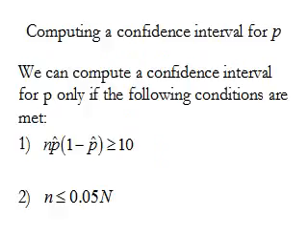We can compute a confidence interval for p if the sampling distribution of p hat is approximately normal. For it to be approximately normal, we need the following conditions to be met. Our sample size times p hat times 1 minus p hat has to be greater than or equal to 10, and our sample size has to be less than 5% of our population.